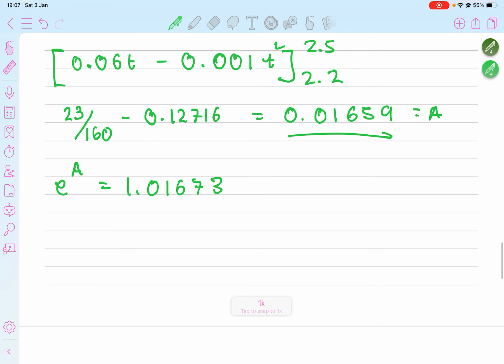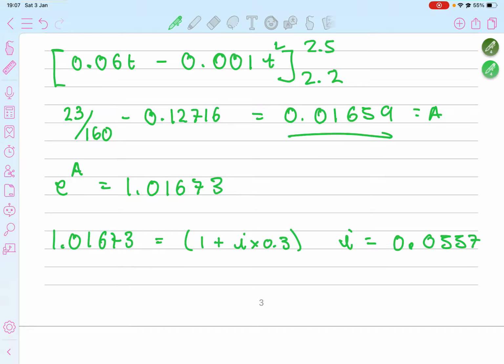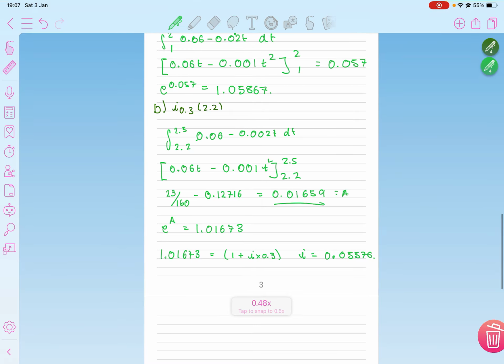So 1.01673 is equal to 1 plus i times 0.3. So now you go from here, minus 1, whatever, 0.3. And then i is equal to 0.05576. There we go. My bad.